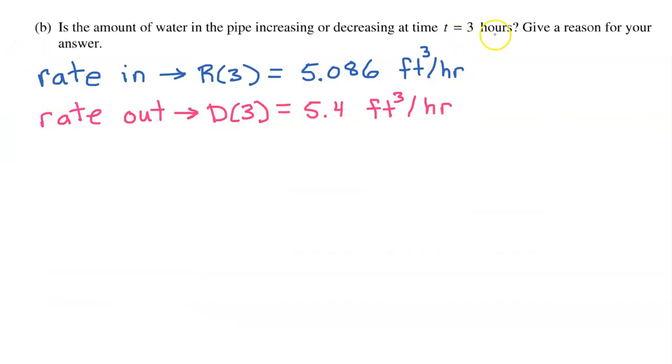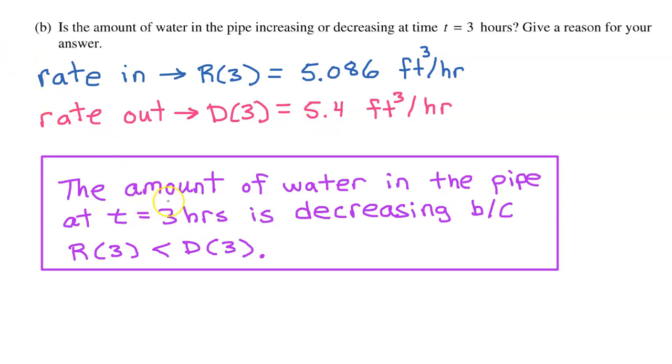At time t equals 3 hours, water is flowing into the pipe at a rate of 5.086 cubic feet per hour, and water is flowing out of the pipe at a rate of 5.4 cubic feet per hour. So we see that the rate in is less than the rate out. Therefore, the amount of water in the pipe is decreasing. In other words, the amount of water in the pipe at t equals 3 hours is decreasing because r at 3 is less than d at 3.